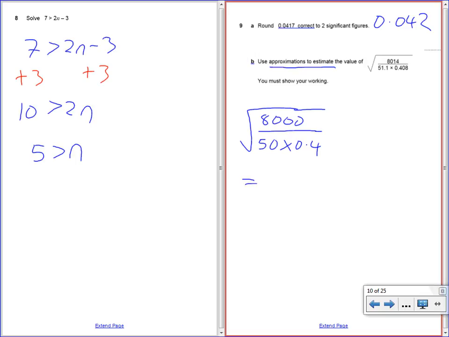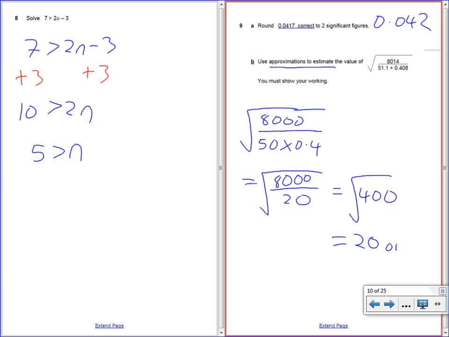50 times 0.4, remember 0.4 will be 2/5 as a fraction. So 50 times 0.4 is 2/5 of 50, which is 20. We're left with 8,000 divided by 20, square rooted. 8,000 divided by 20 is 400. And the square root of 400 is 20. Or, as we found earlier, actually minus 20. But this question didn't actually require you to put minus 20. But if you did, well done.